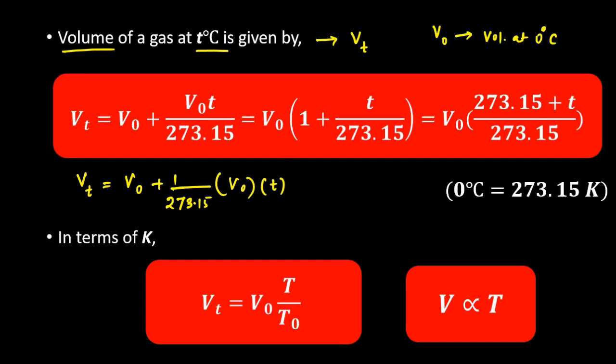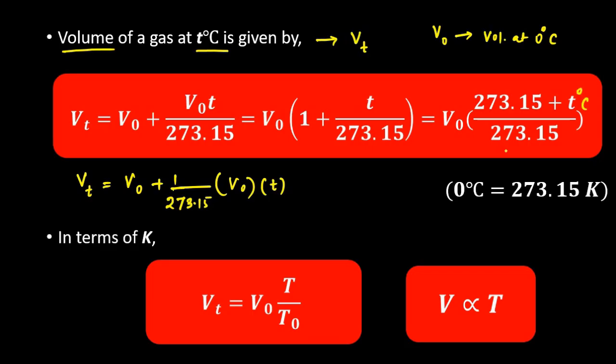If we modify it and take V0 common, we will have V0 into 1 plus T by 273.15, where T is the temperature in degrees Celsius. Always take care of that. Rearranging the terms, that is equal to V0 into 273.15 plus T by 273.15. Now if you pay attention here, we know that 0 degrees Celsius is 273.15 Kelvin. So when we add 273.15 to the Celsius temperature, we get the temperature in Kelvin.